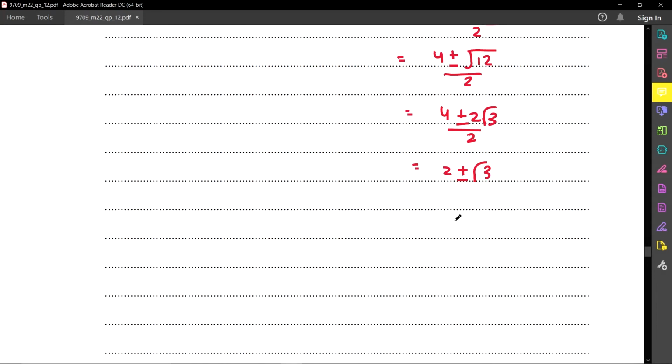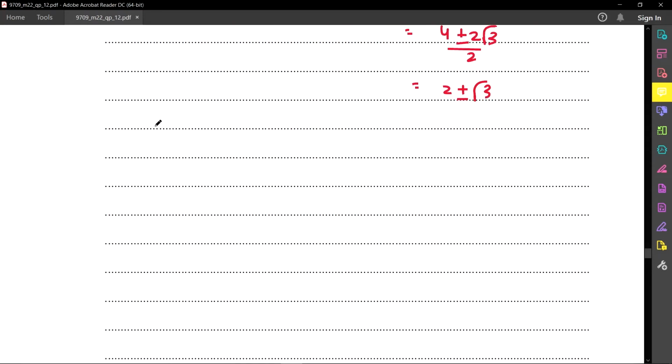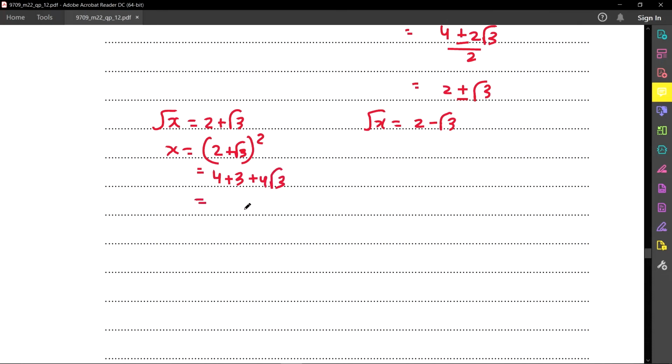What is this actually? This is u. And u is what? x power half. So x power half is root x. So root x is 2 plus root 3, and also root x is 2 minus root 3. So x will be 2 plus root 3 whole square. So 2 square is 4, root 3 square is 3, 2 into 2 into root 3 is 4 root 3. 4 plus 3 is 7, so 7 plus 4 root 3.